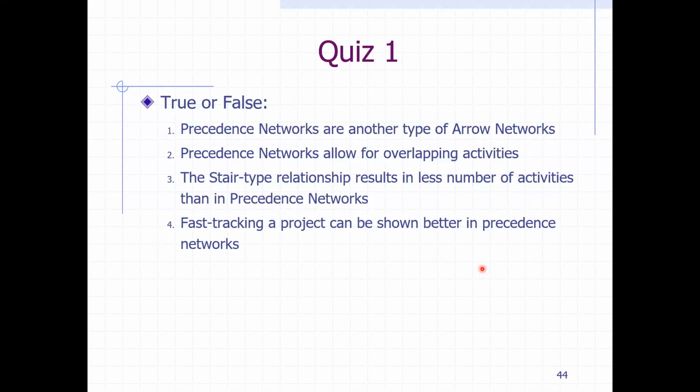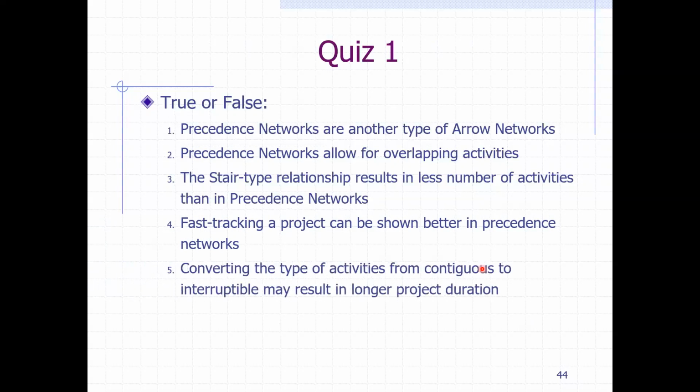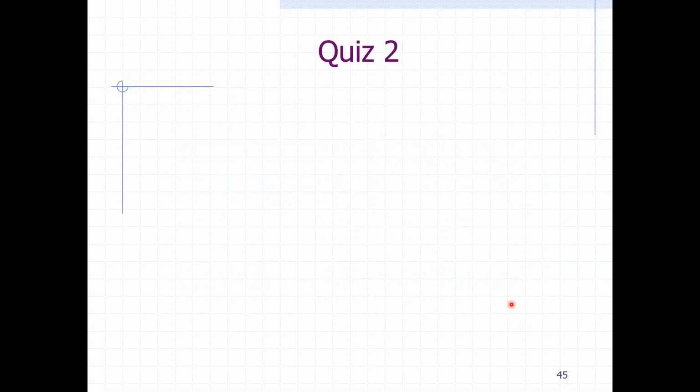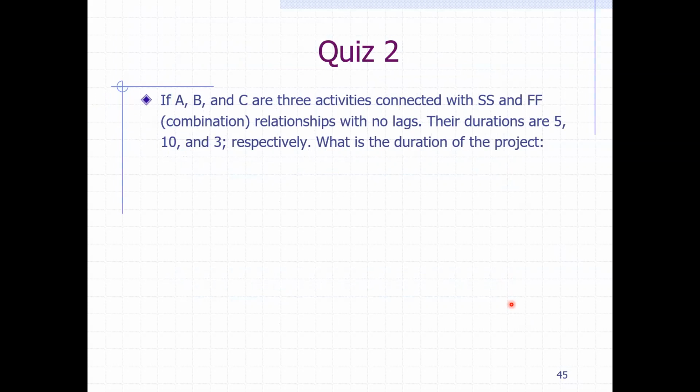Fast tracking a project can be shown better in precedence networks. Yes, correct. And then converting the type of activities from contiguous to interruptible may result in longer project duration. I would say yes. And that's why we have to work on the contiguous first, then we bring in the interruptible to adjust the schedule. Let's work on more problems here.